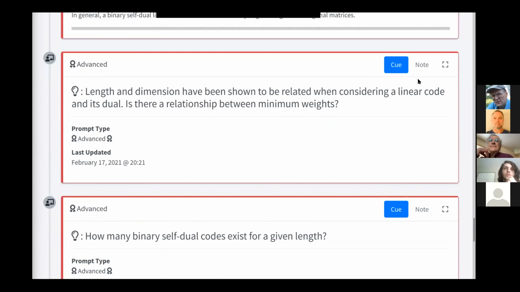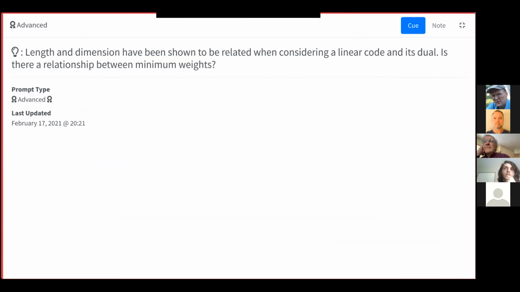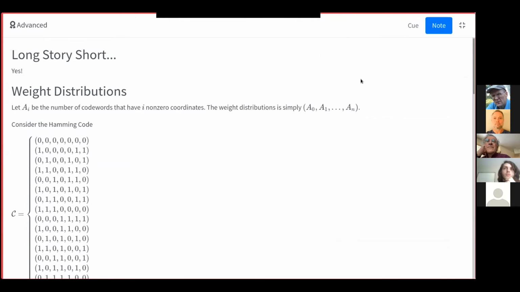All right, so we've said that the length and the dimension have been shown to be related when considering a linear code and its dual. Are there relationships between the weight? Absolutely. For those of you guys, I think Vera Pless and Jessie MacWilliams might have been computer scientists slash mathematicians. I believe one or both of those were involved with both.